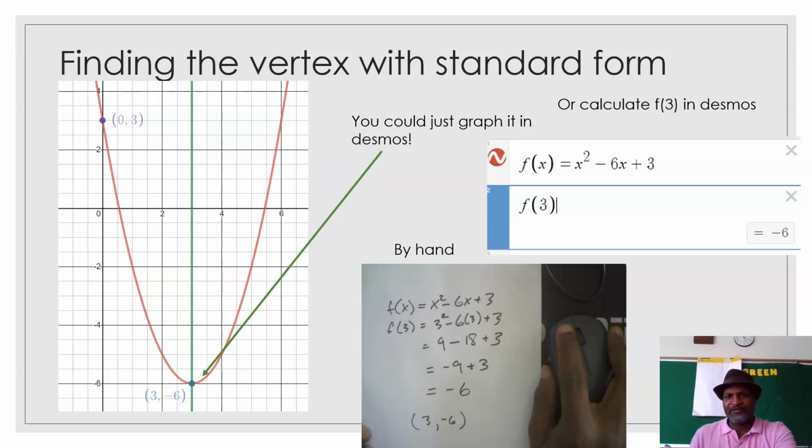But you can also calculate it. If you type in f of x equals x squared minus 6x plus 3, and you put in the x coordinate of the vertex, then f of 3 is the y coordinate of the vertex. And so the vertex will be 3, negative 6, just like it is down here. And if you want to figure it out by hand, do the same thing. Write f of x equals x squared minus 6x plus 3, and then substitute 3 everywhere you see x. Simplify, and you'll get negative 6. So your vertex is 3, negative 6. So there are 3 ways you can get the vertex.